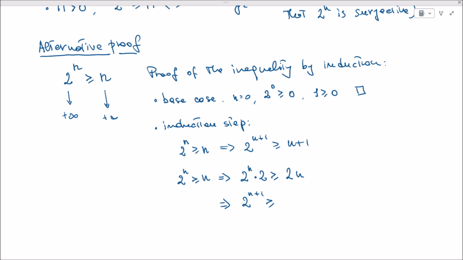But again, 2 to the n plus 1, because n is larger than or equal to 1, we can certainly say that n plus n is larger than or equal to n plus 1. So we finally conclude the proof.